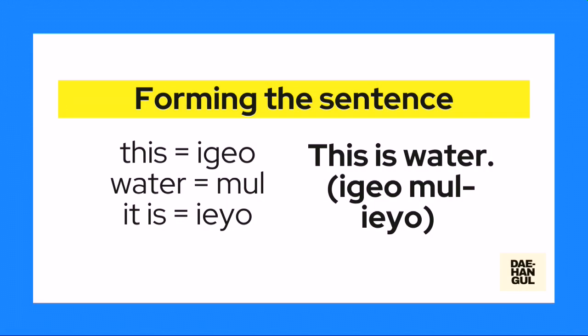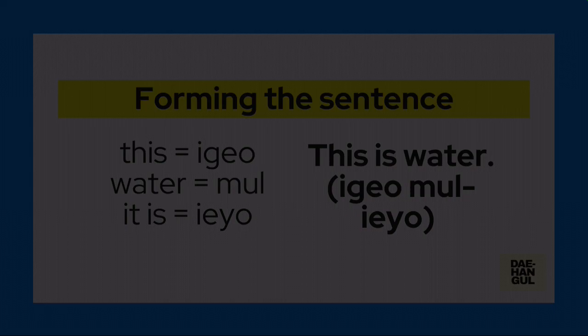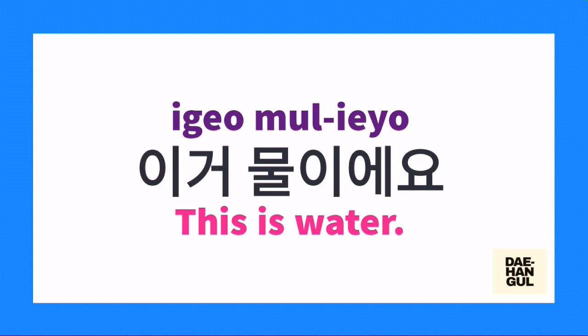To summarize, 이거 means this, 물 means water, and 이에요 means this. And if these three are combined, it would result to a sentence that means this is water.